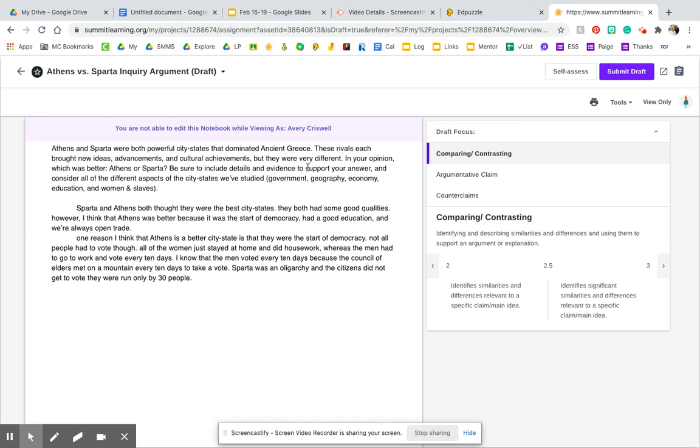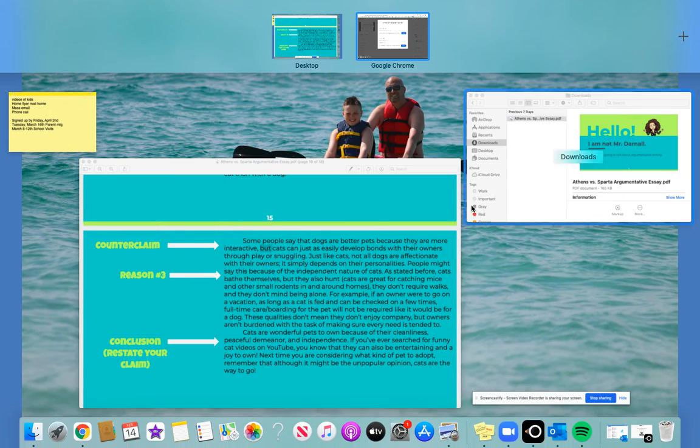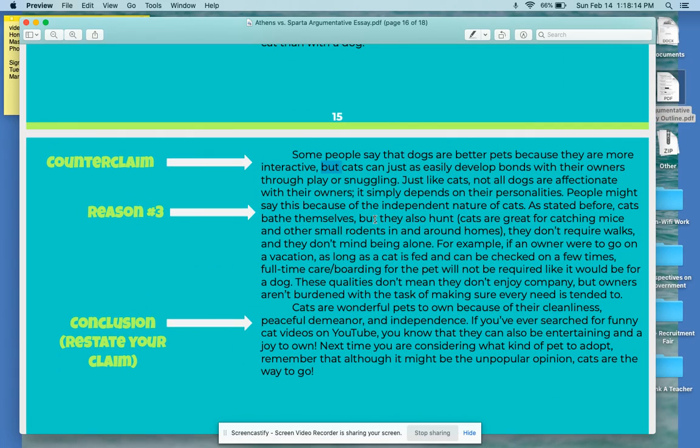Start in your draft. This is Avery's, I think, maybe. And if I look here, okay, he's got his introductory hook, some background. I think Athens was better because boom, boom, boom. 3 things. So he has his claim. Right? So that's what I'm looking for you as well as you're doing this.